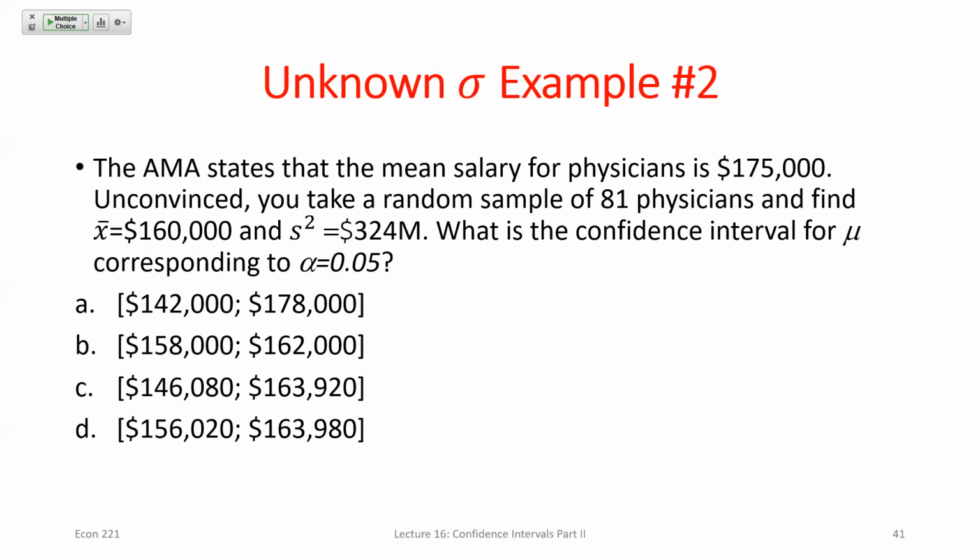I go out, I look at a sample of 81 physicians' salaries, and I find a sample mean of 160,000. So just to recall what we're doing here, building this confidence interval, we're going to need 4 different things. The first thing is this sample mean. So I take this sample, and I find a sample mean of 160,000. I find a sample variance of 324 million.